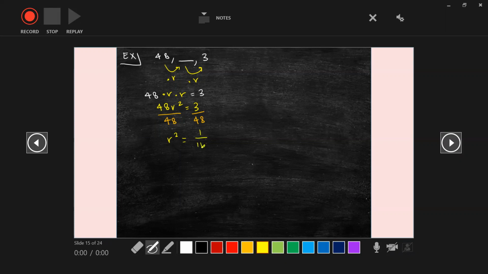How do we solve for R? Square root. We're going to square root it. And again, I'm going to write this in an additional step. So R is equal to the square root of 1/16, which is the same thing as the square root of the numerator and the denominator, if you remember those rules from chapter 6 or chapter 7. What is the square root of 1? 1. What's the square root of 16? 4. So our common ratio is 1/4.